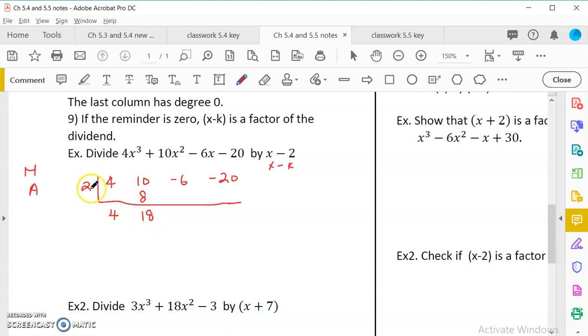Multiply, 36, you put it here. So you can think of it as this multiply, put it here, and then you add. Then you do another multiply, that's 36, and you add, so that's 30. And you do another multiply, 60, and you add, is 40. Right? So that's it. The last number is the remainder.